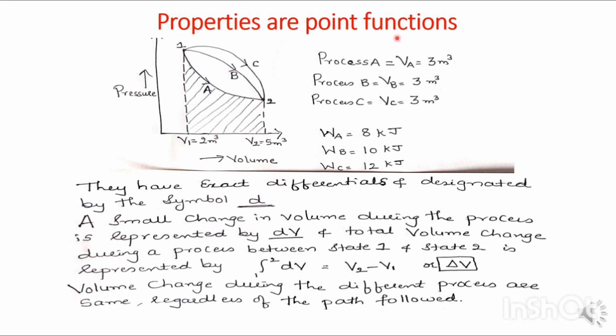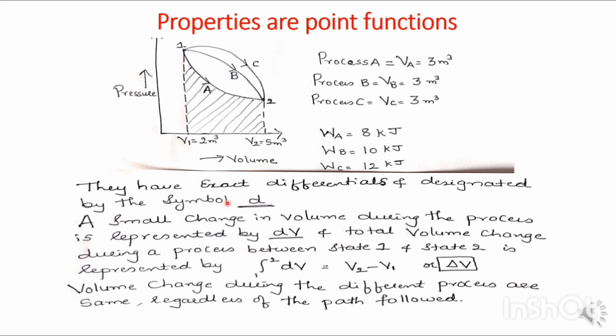Properties are point functions. You can see here, when the system is reaching from state 1 to state 2, no doubt the areas are different here. But if we consider the change in volume during process A, the change in volume during process B, and the change in volume during process C, they are the same. If we follow process A, the volume change is 3 meter cube only, that is V2.